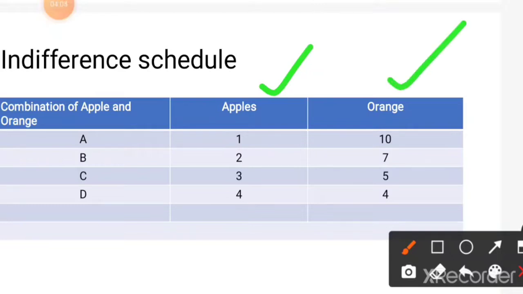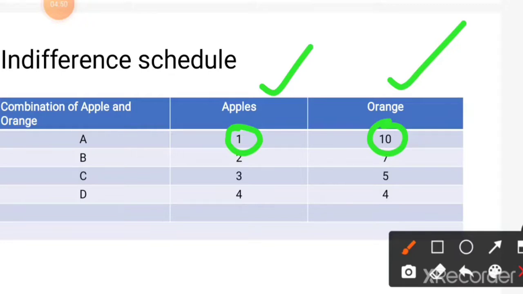First you will consume one apple and 10 oranges. By consuming one apple and 10 oranges you get some amount of satisfaction. After that, your friend will come to you and ask for some oranges. Then you will tell him, okay, I will give oranges to you, but in return you have to give apples to me, because here the consumer wants to get the same satisfaction as the satisfaction he got from combination A.